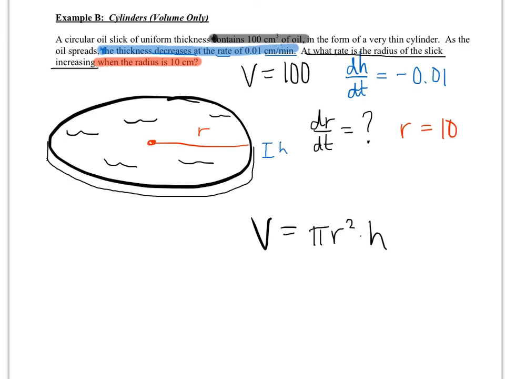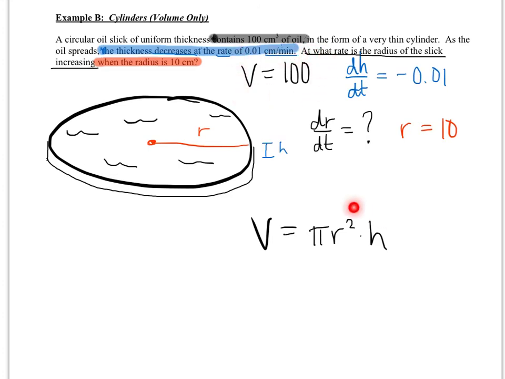Now, before you take a derivative, is there anything in this equation that stays constant? Well, we know the radius is growing. We know that the height is shrinking. But what about the volume? They tell us that the volume is 100 cubic centimeters, but does that ever change in this question? Does it ever tell us that more oil is being spilled or that somehow it's being removed? No, the 100 cubic centimeters is actually a constant number.